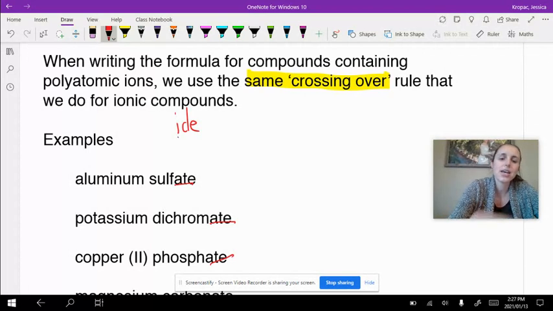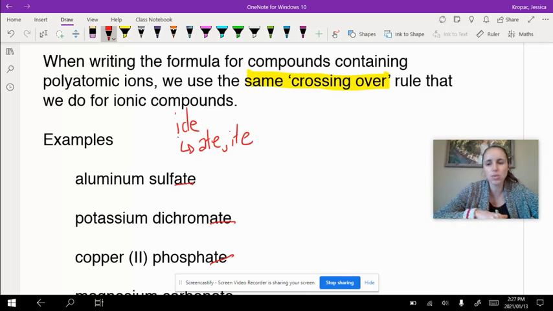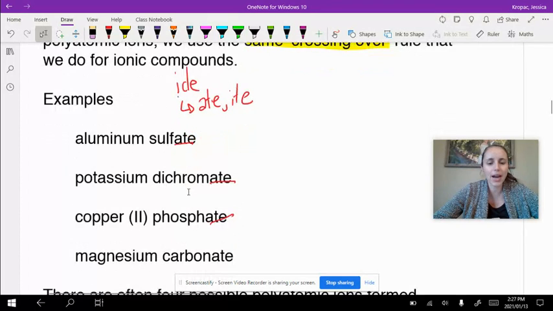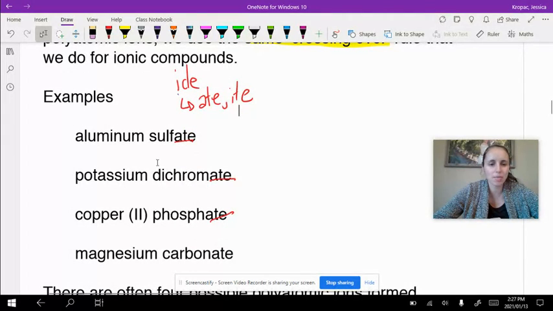The first clue that you've got a polyatomic compound is if it's got an ending ate, or if it's got the ending ite. There's 2 exceptions to this. We'll deal with those later. Right now, we're just trying to learn how to do this. So we're going to always look for the ending ate or the ending ite. Here I've got an ate ending, so it's my clue that I am in fact dealing with a polyatomic compound.